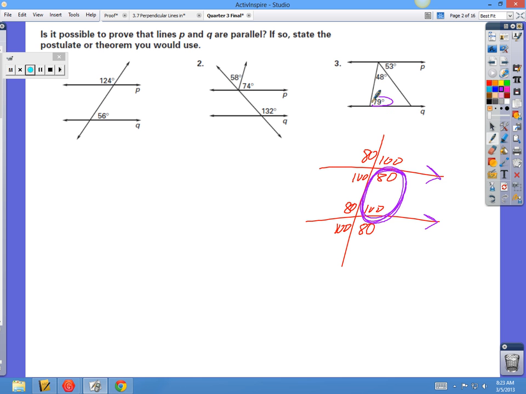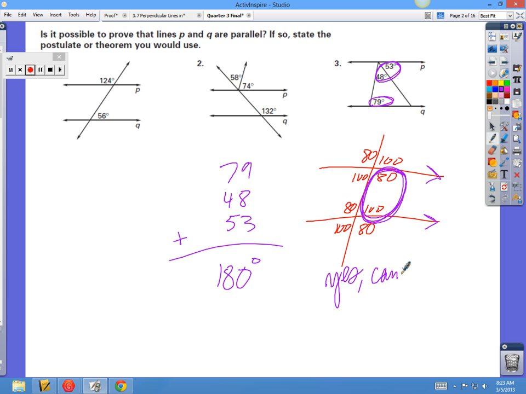So this angle right here is 79. If I add these two together, then those will be your consecutive interior. And if they add and equal 180, my answer is yes. So I'm going to take 79, add it to 48, add it to 53, and if my answer is 180, I'm in business. 79 plus 48 plus 53. Okay, my answer is 180 degrees. So your answer is yes, they have to be parallel.